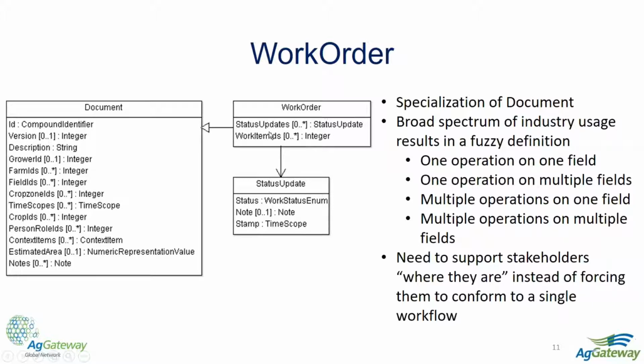More importantly, a work order has a set of work item IDs. That means it's referencing a set of work items that will specify in detail what we want done. The work order is something that, as I said earlier, has many different degrees of detail depending on the grower that's behind it. Instead of trying to be prescriptive and tell people how to do a work order, it accommodates these various degrees of detail.